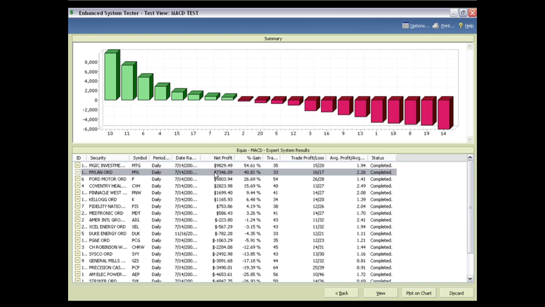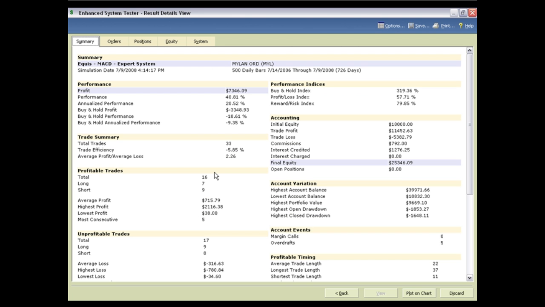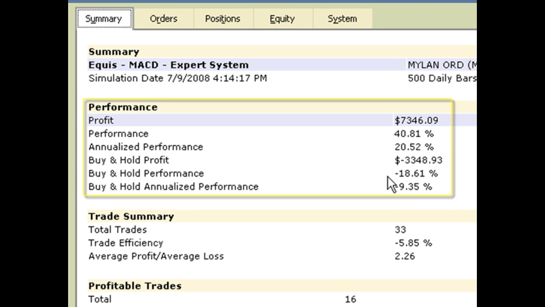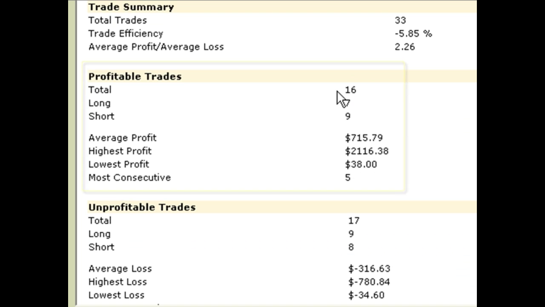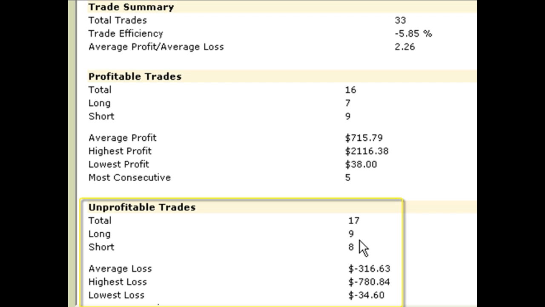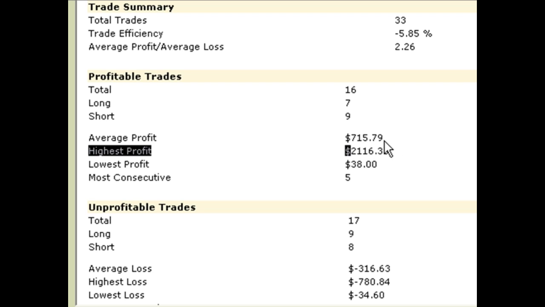So I'm just going to double click on this, and this will actually give me even more information. It walks me through how much profit I made versus if I just bought and held this stock. And then it walks me through how many profitable trades I had, how many losing trades I had. Now this is important to look at because if I look at my average profit of $715 and my average loss of $316, my profits were a lot bigger than my losses, and that's one of the things that we want to look for.